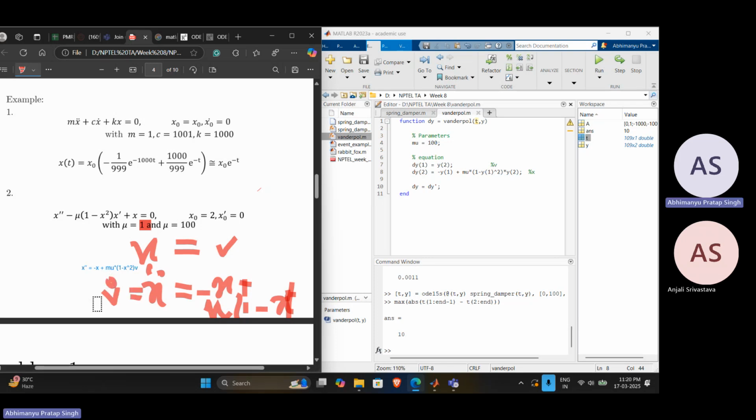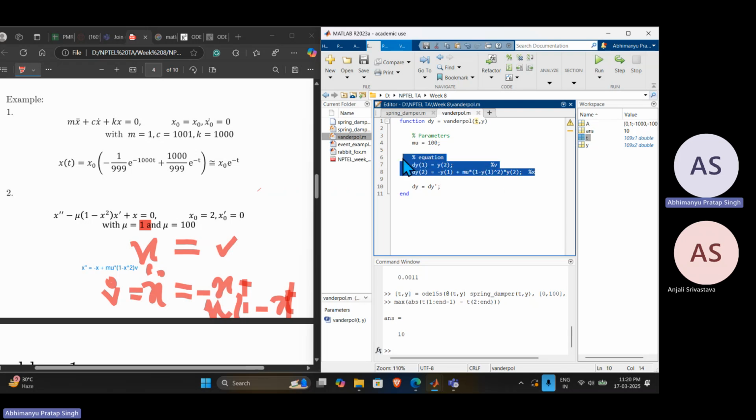So this is basically my v dot, and that is equal to minus y1, that is minus x, plus mu times (1 minus x square) into y2, that is v. Okay. And since this is a row vector, MATLAB expects the output to be a column vector. So I'm just taking a transpose over here. That's it. Yeah. So this is clear.